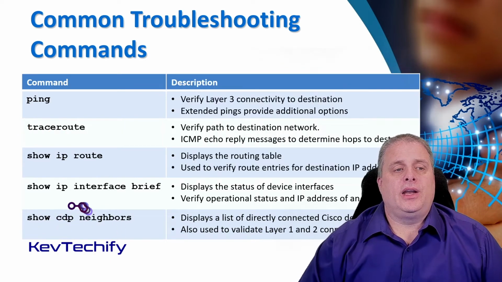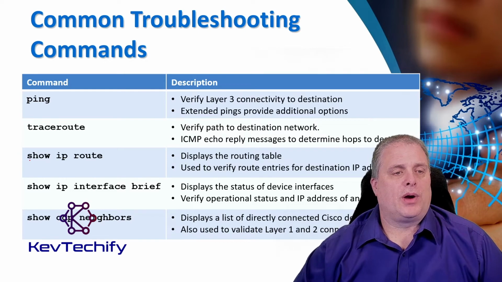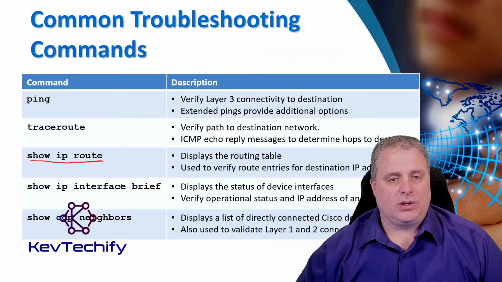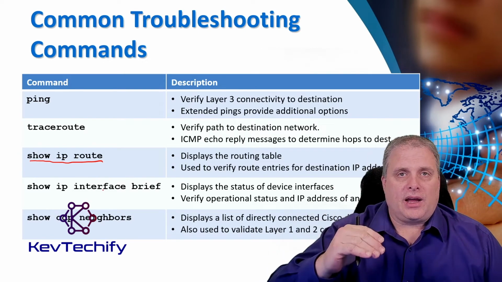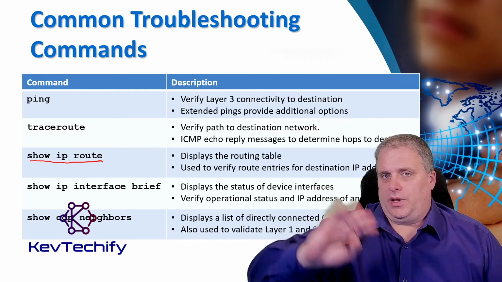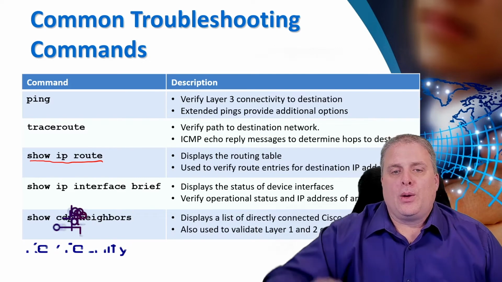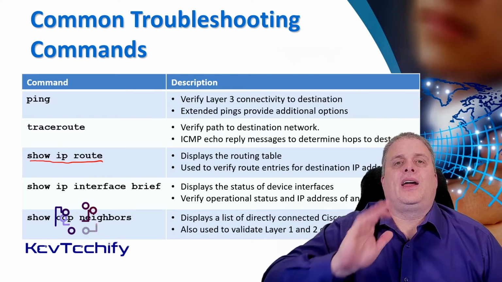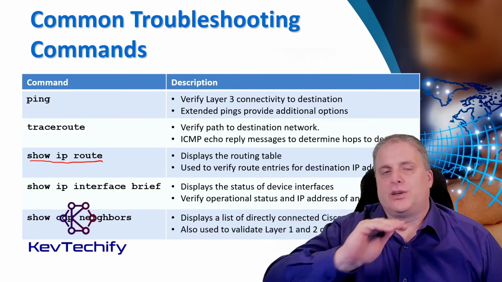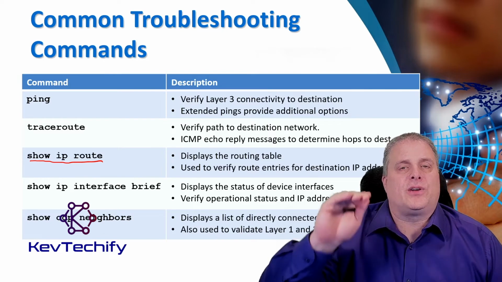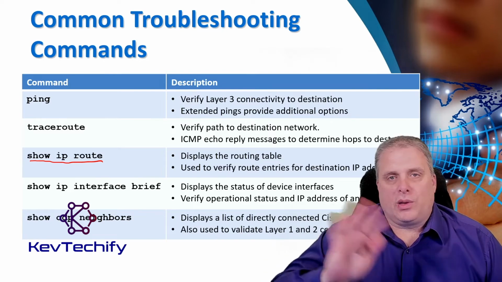A third command here we can use is the show IP route. That shows us our IP routing table. It gives us all the routes we have, what interfaces we go out of, what next hop IP addresses. We use that to verify our entries. We can also make sure that we have a default static route, the gateway of last resort. We can make sure that's set.